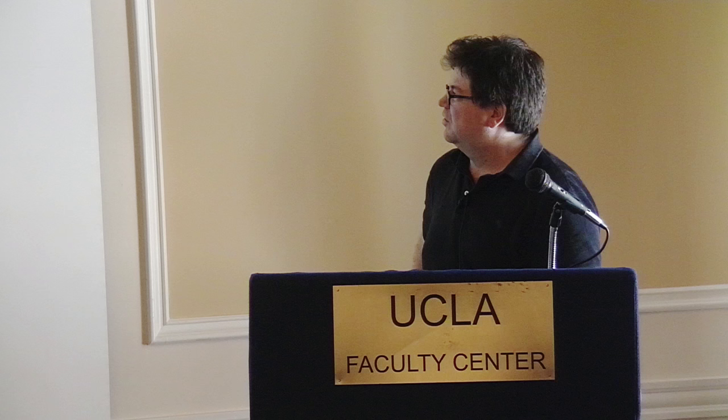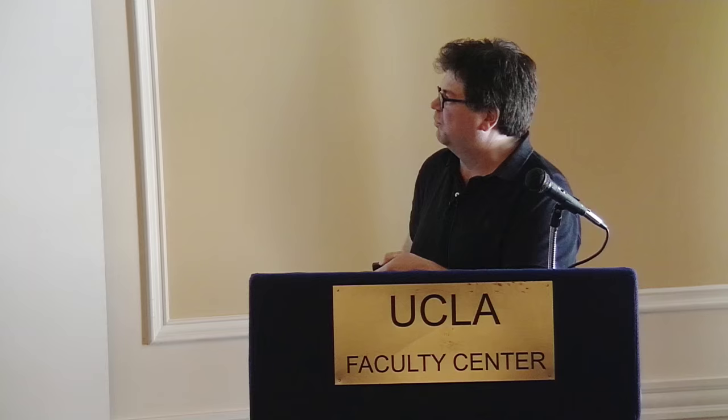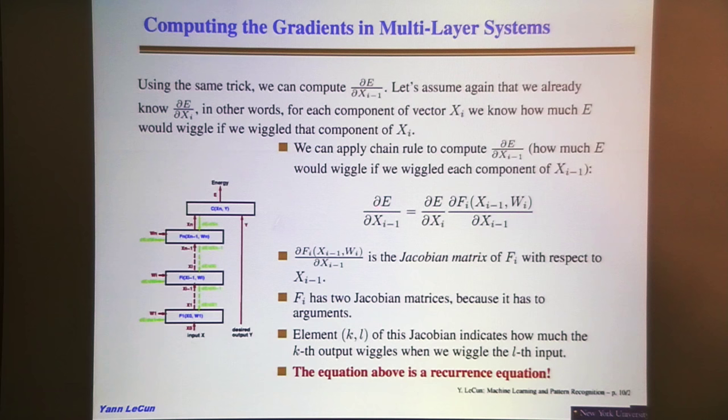We can do the same thing for propagating the gradients backwards to the next box. And we can write this kind of recurrence relation, and it's simply chain rule when you think about it. d over dxi minus 1, which is the derivative of the energy with respect to the input of the box, is equal to d over dxi, which is the derivative of the energy with respect to the output of the box, multiplied by the Jacobian of the box with respect to its input. So each module here has two Jacobians, one which are the partial derivatives of the output with respect to the inputs, and one of the outputs with respect to the parameters, as I said before.